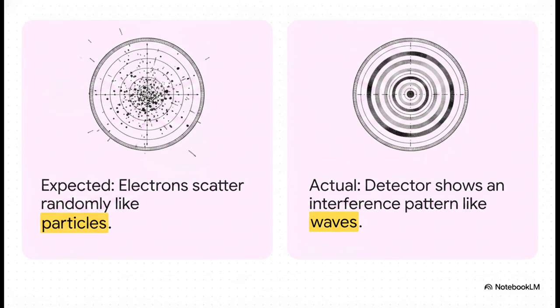Now, what's really interesting here is the stark contrast between what they expected to happen and what actually happened. If electrons were just ordinary, classical particles, like tiny bullets, they should have scattered randomly in all directions after hitting that crystal. But that is definitely not what the detector recorded. Instead, the actual results showed distinct bright and dark regions. This is an interference pattern, literally identical to what waves produce.